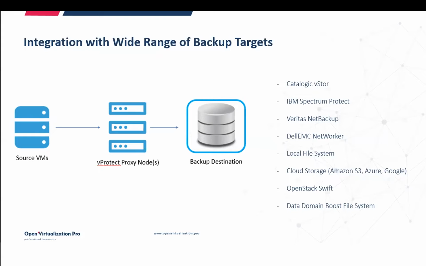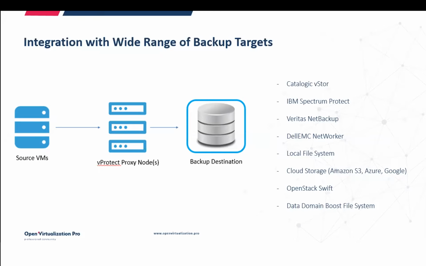What's really cool about vProtect specifically is its ability to integrate directly with your existing enterprise-level backup solution. So this prevents you from having to tear everything down and start fresh. Maybe you have a Spectrum Protect environment, Veritas NetBackup, Dell EMC NetWorker, or even Catalogic's vStor from our DPX product. If you have any of these backup solutions, you can leverage vProtect to push backups from your open VM environment or maybe your containers environment to those same backup destinations.